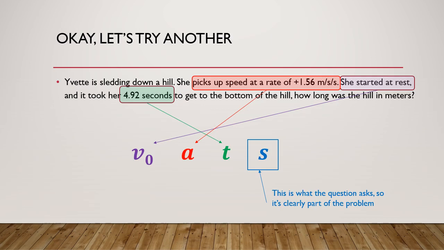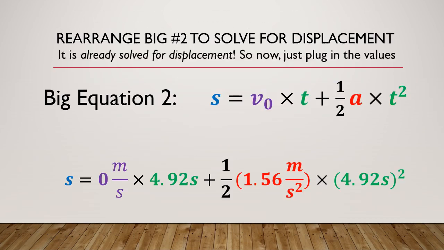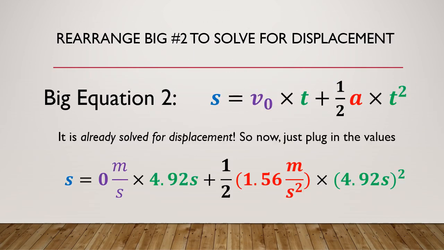Even better, so we're looking back at this data here, but even better, equation number 2 is already solved for us. See? S is equal to v0 times t plus 1/2 at squared. It is already solved for displacement, so now all we're going to do is just plug in the values.